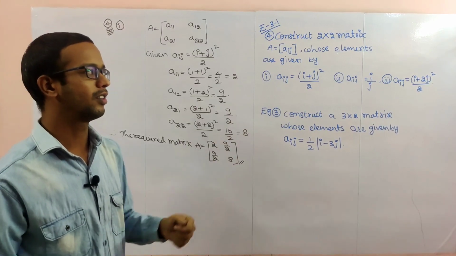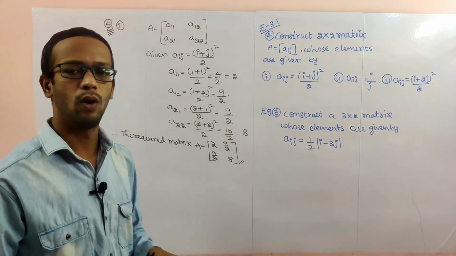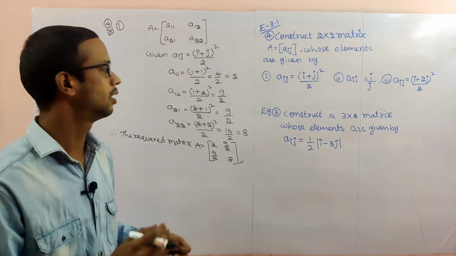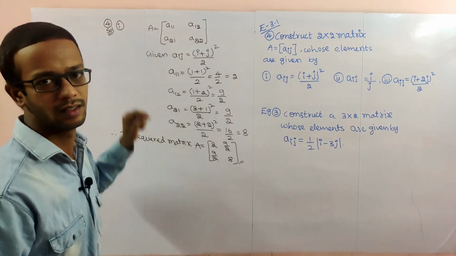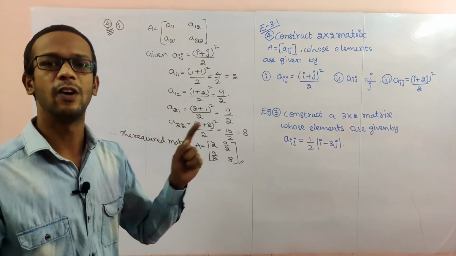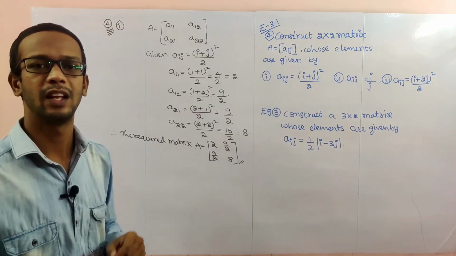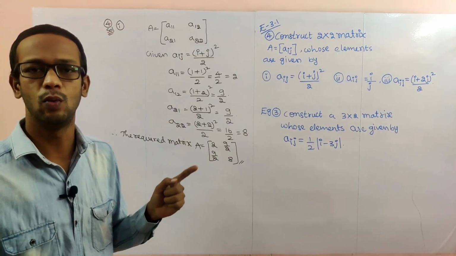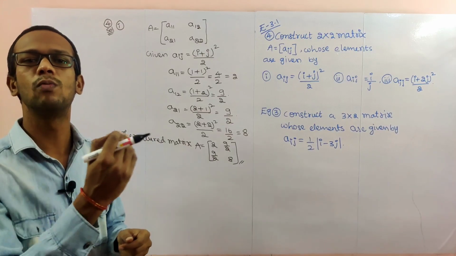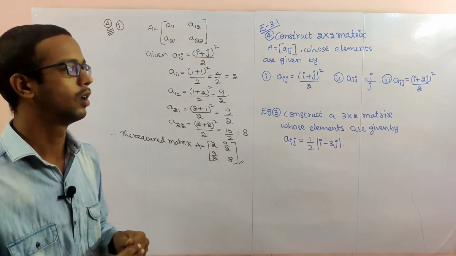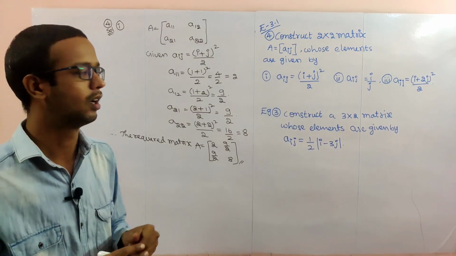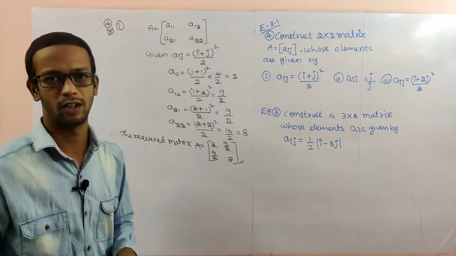And in the next problem you can see Aij equal to i by j. Construct the matrix. This is only a 2 by 2 matrix. A11 means how much will you get? 1 by 1, 1 you will get. A12 means 1 by 2. Next, A21 means 2 by 1, 2. Next, A22 means 2 by 2. 2 cancel, 1 is the element. So the final answer you have to substitute in this one.